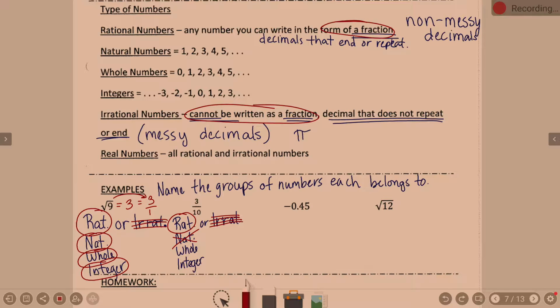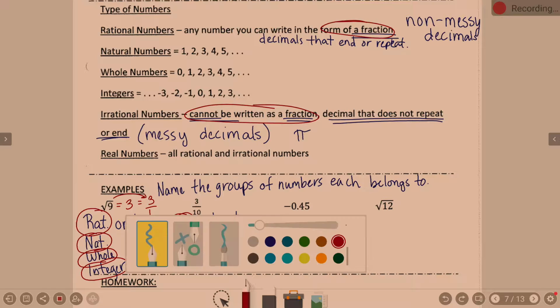Is it a whole number? Nope. Do I see fractions in that list? No. Is it an integer? Nope. So the only thing this one is, is rational. And, of course, all of them are technically real.